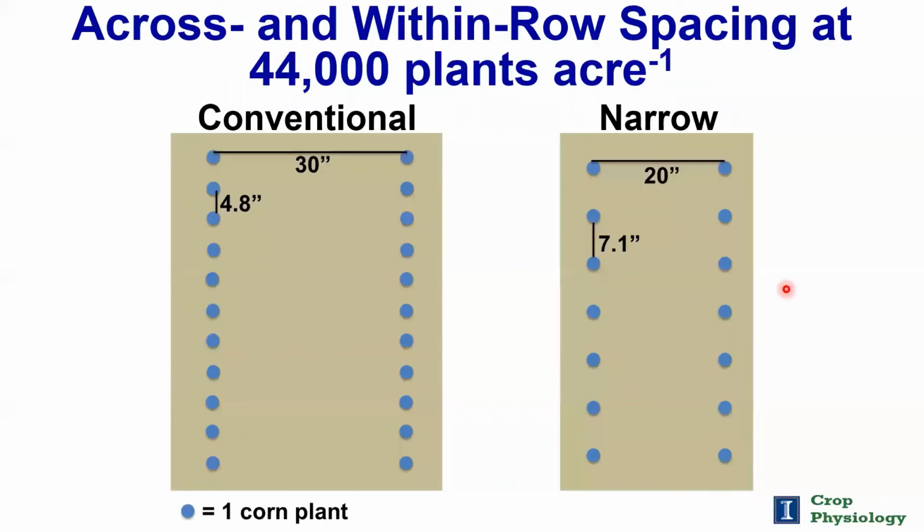And here's just kind of a top-down look of what this might look like. So these are your 2 rows, conventional row spacing 30 inches. Look how close these plants are together at 44,000 plants per acre. And then this is the comparison of how spaced out they'd be in a 20-inch row system.